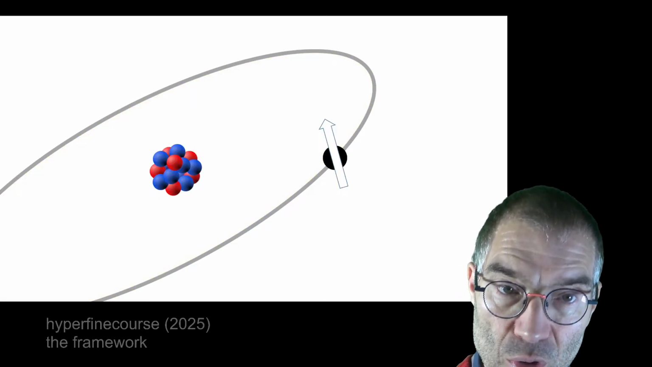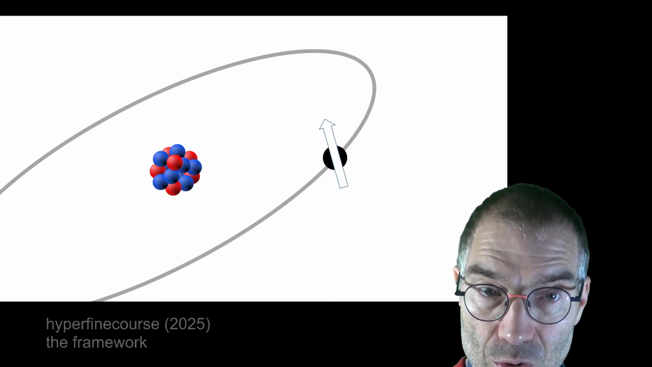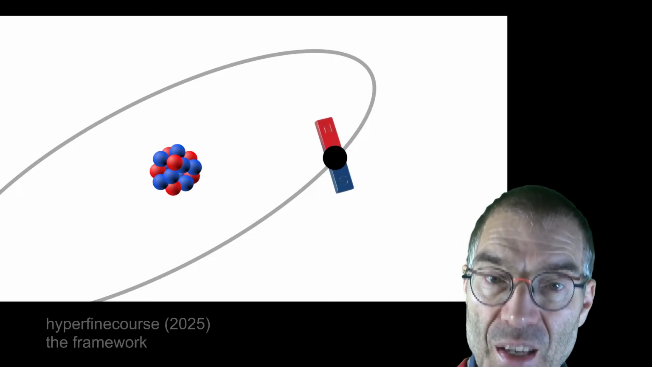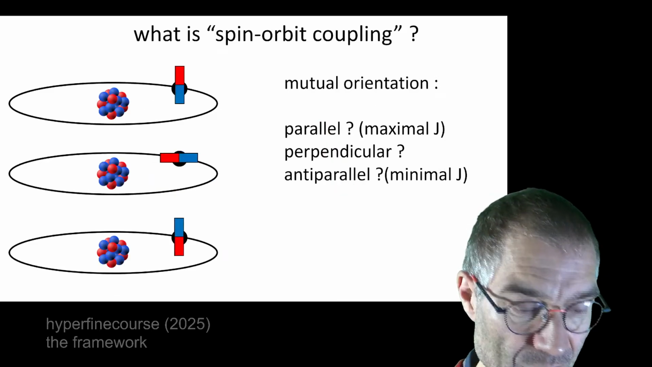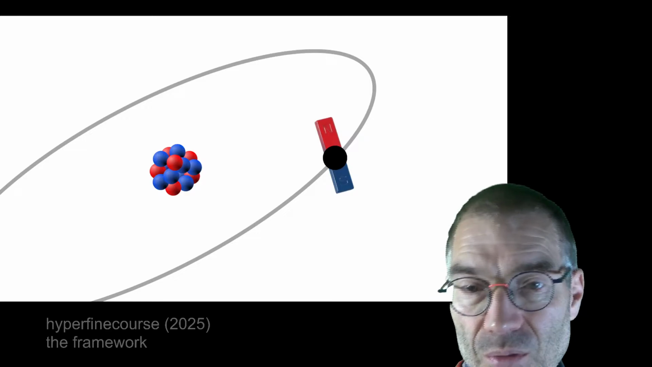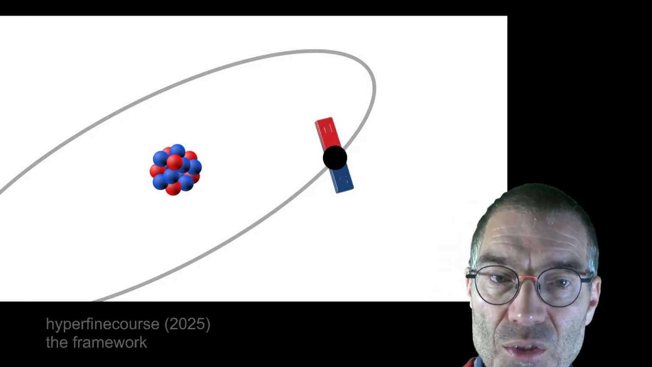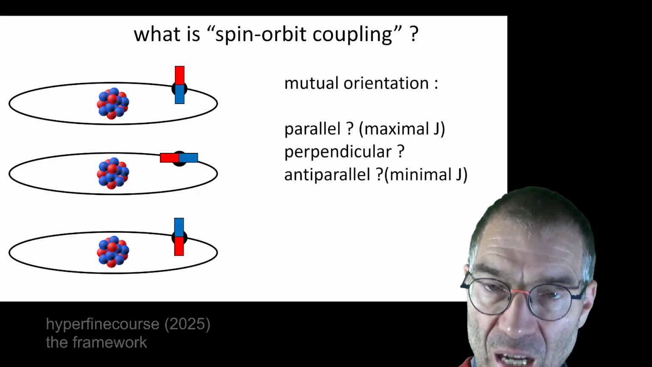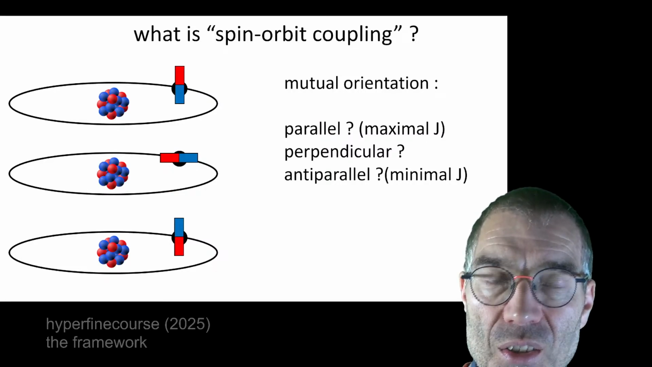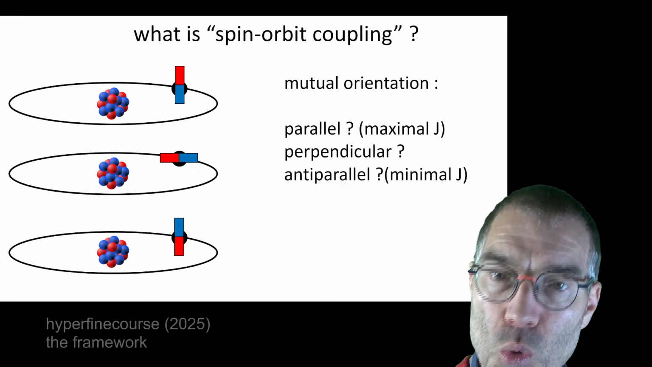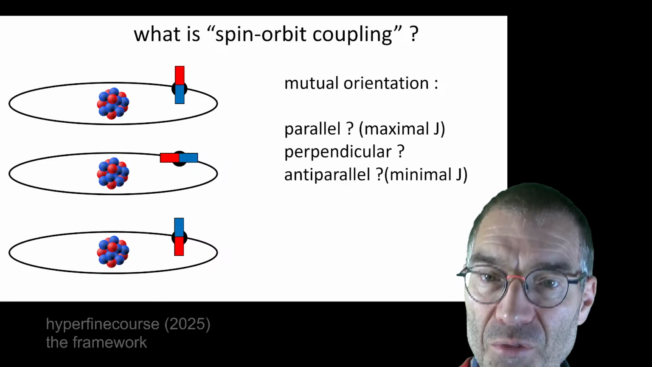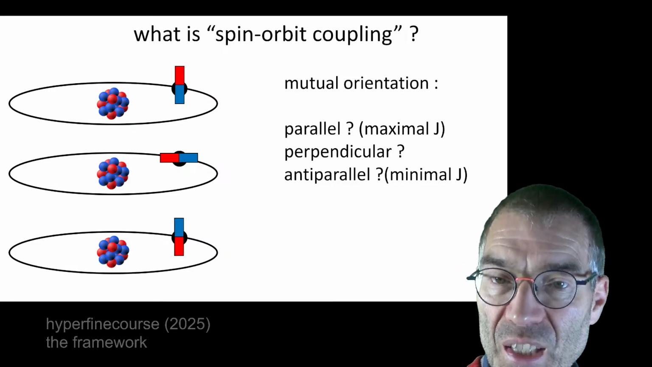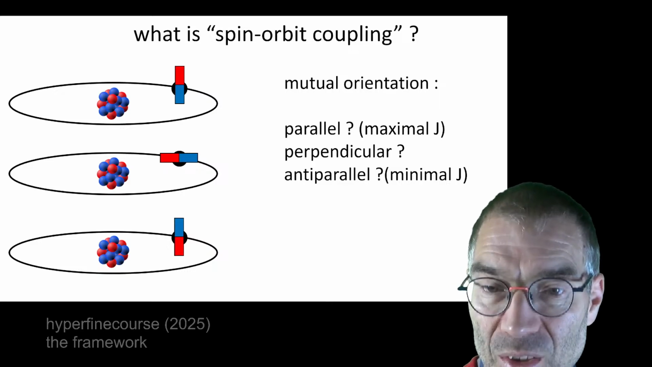The electron also has spin, intrinsic spin, so it acts as a bar magnet. It generates a magnetic field, and that magnetic field can interact with the nucleus, with the spin of the nucleus. And what we are asking in spin-orbit interaction, in spin-orbit coupling is, how is that orientation of the spin of the electron? How is the bar magnet of the electron oriented with respect to the orbit of the electron?